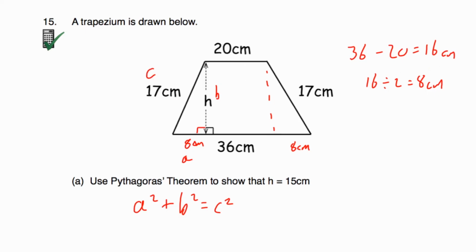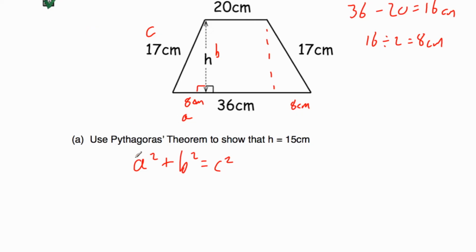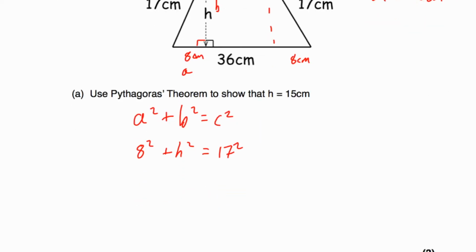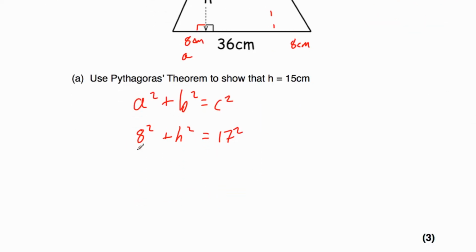So let's substitute our values into Pythagoras' theorem and work it out. Instead of a squared, it's 8 squared, plus, instead of b squared, it's h squared, is equal to, and instead of c squared, it's going to be 17 squared. Now let's work out what our 8 squared and our 17 squared are. 8 squared is 64, plus h squared is equal to 17 squared, which is 17 times 17, equal to 289.